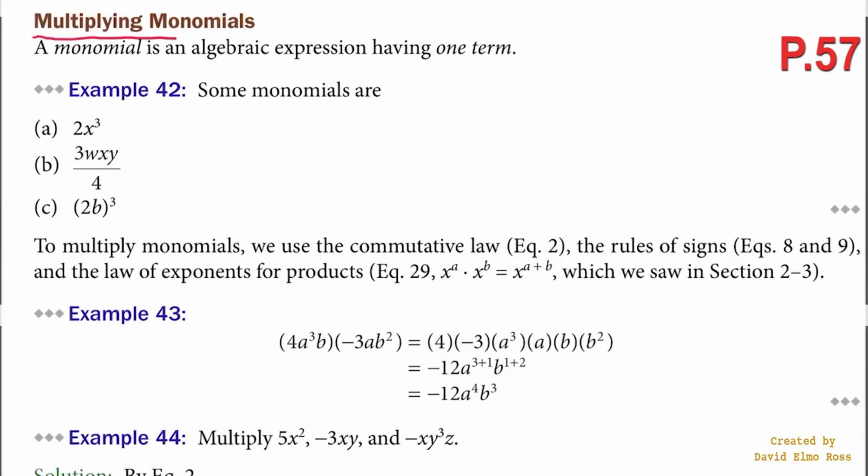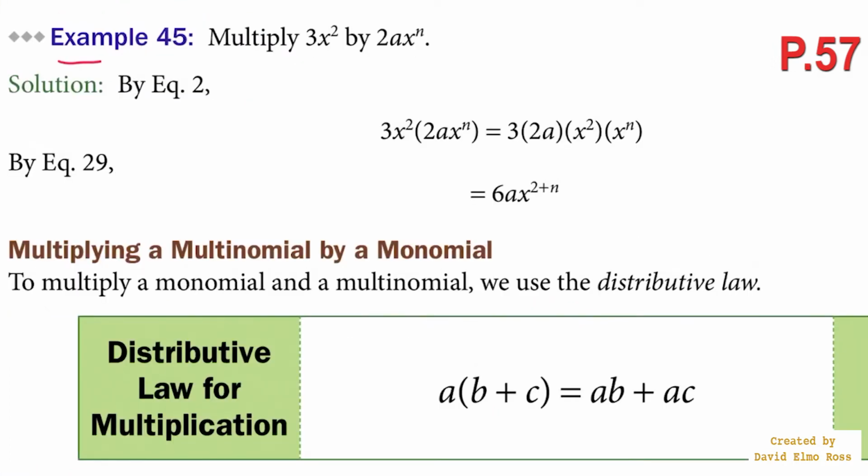Let's now look at multiplying monomials. We've looked at monomials before, and monomials are simply single-term expressions that have positive exponents. Let's see example 43 and see what they're doing. They're taking this monomial times this monomial, separating out the number part first, then separating out the a's and the b's and then combining them. 4 times minus 3 is going to give us minus 12. For the a's, a to the 3 times a is a to the 4th, and b times b squared is b to the 3. So it's fairly easy once we write it out in this fashion to come up with the answer.